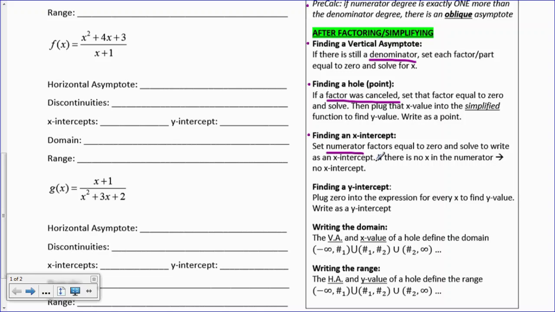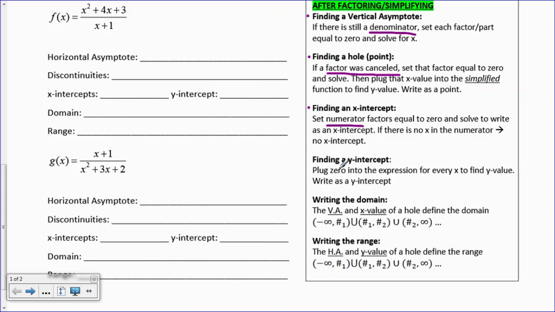You're going to write them as a point because an x-intercept is a point. So you're going to do exactly what you did for vertical asymptotes, but instead of using the denominator, you're going to use the numerator. If there is no x in the numerator, so let's say maybe the x canceled out somehow, and you're only left with a 1 or just some other number, then there is no x-intercept. Right? You can't solve for an x-intercept if you don't have an x. So if there's no more x's in the numerator, it means that you don't have an x-intercept.